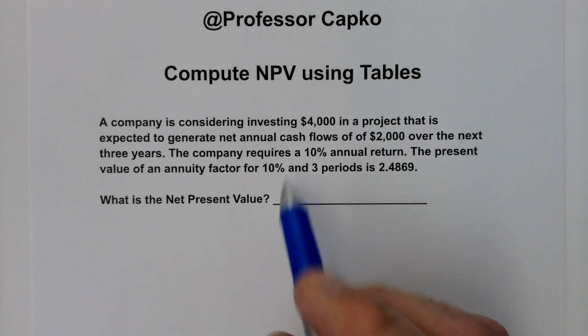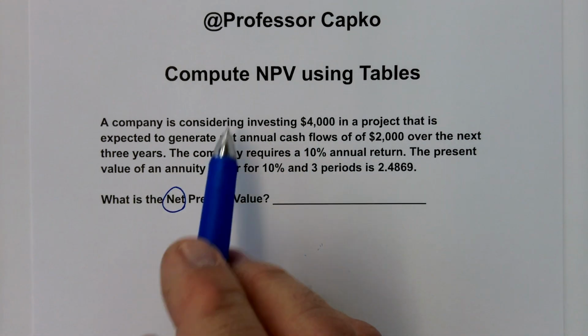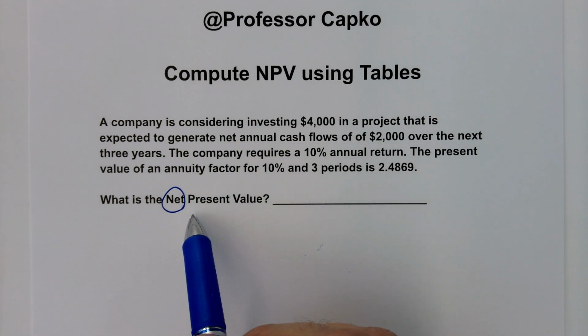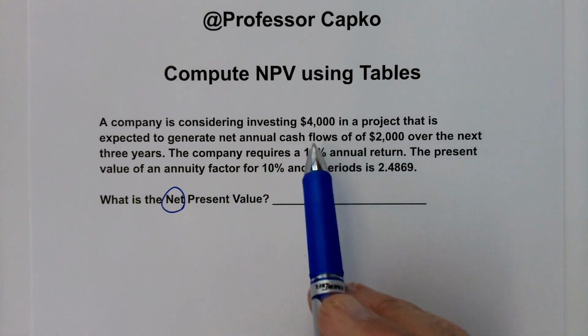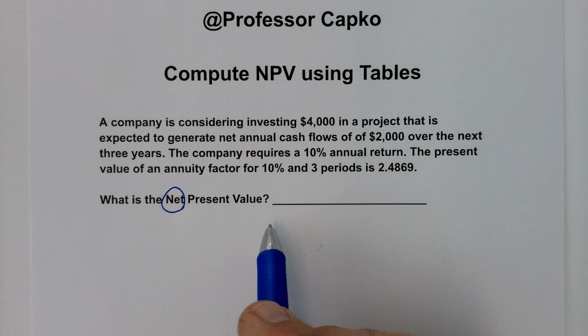And then because we want the net present value, not just the present value, that means we need to subtract out from our cash flow the cost. The cost in this case is $4,000. That way we will know whether it's a good investment or not.